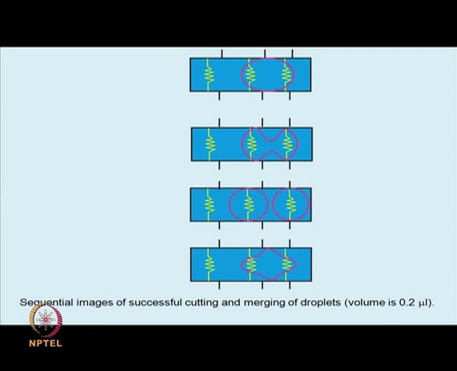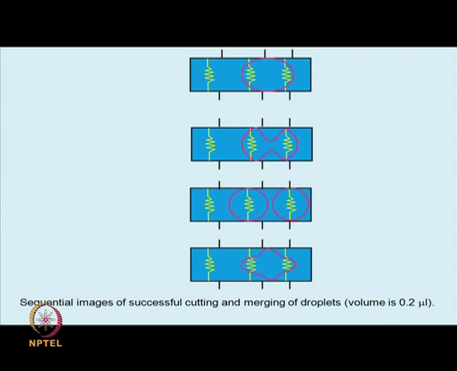So, what would happen? Some liquid will move towards 2 and some will move towards 3, and you get 2 droplets. Both the droplets are now on 2 and 3, however, overlapping with part of 1. So, from 1 droplet you have created 2 droplets.